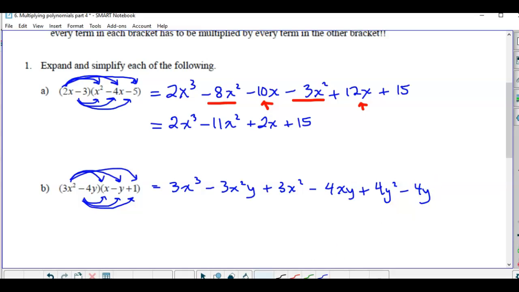So now, in terms of like terms, we actually don't have any. Take a look: degree 3, degree 3, degree 2, degree 2, degree 2, and degree 1. So we're done.